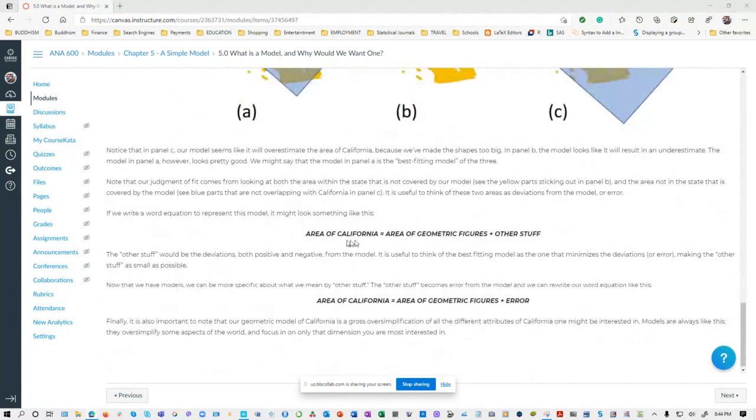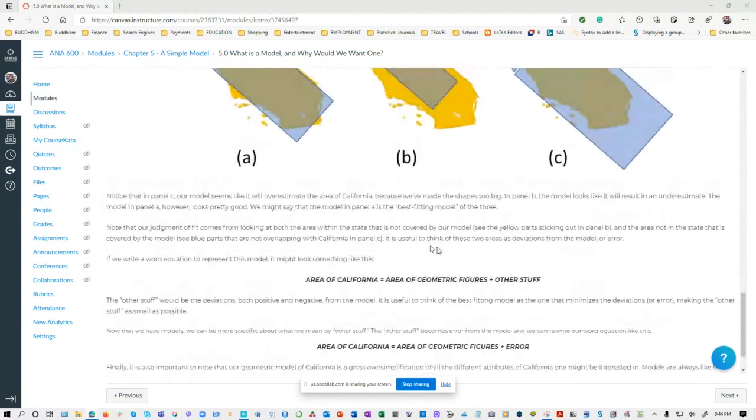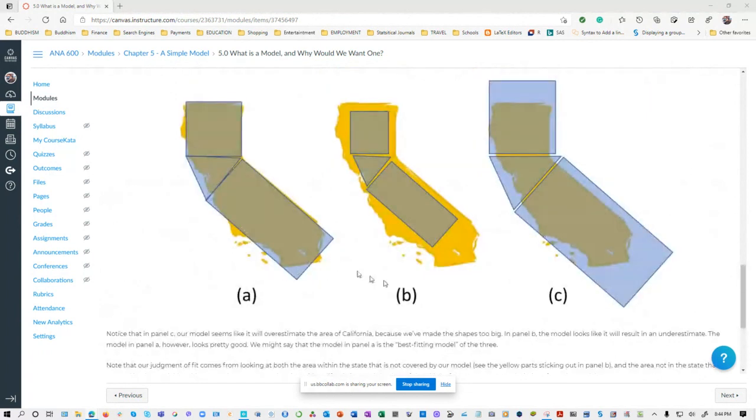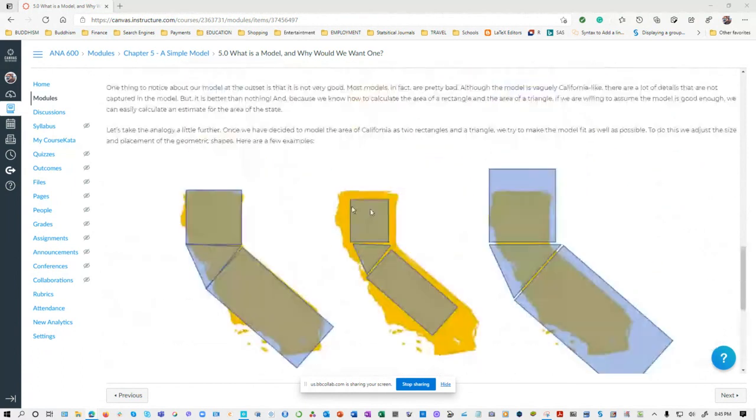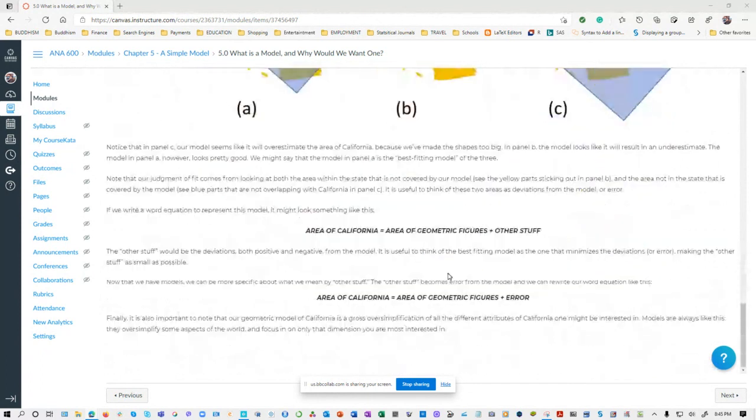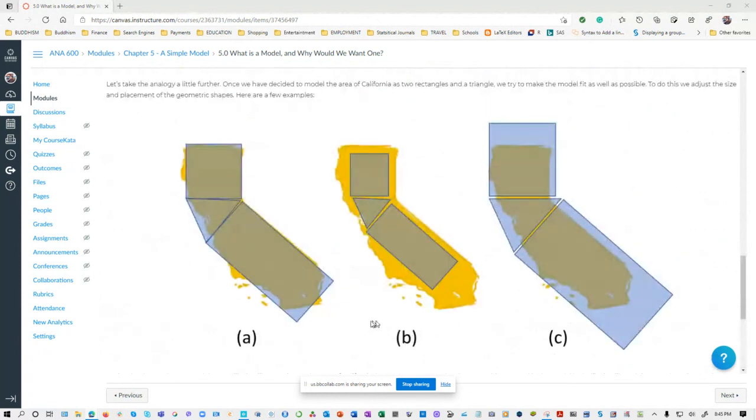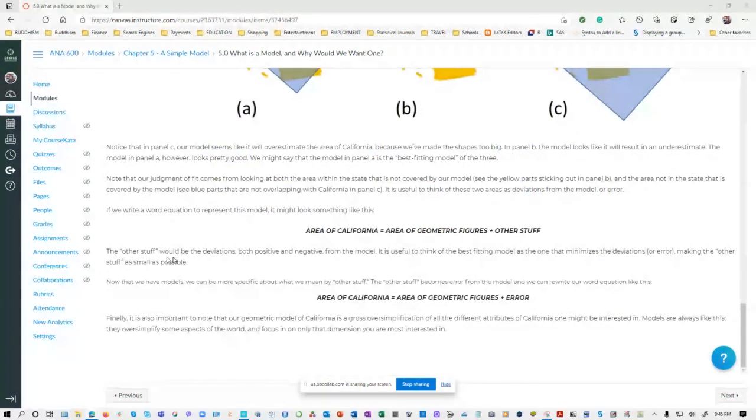these areas that are not covered or are excessively covered are called the error. Therefore, we're going to write the area of California equals the area of the geometric figure plus other stuff. Other stuff means an error term, the error incurred by estimating the area of the state of California. That error has to be minimized. So the other stuff would be the deviation. These are called the deviation or the error, both positive and negative, from the model. It is useful to think of the best fitting model.